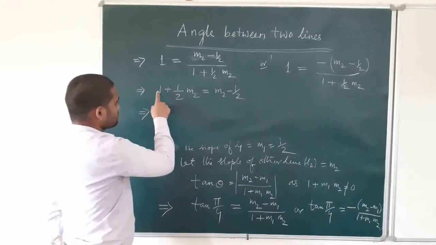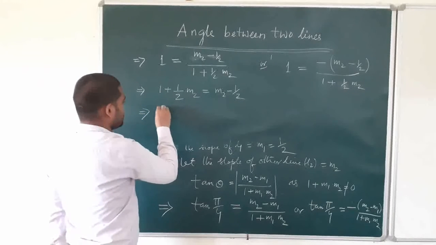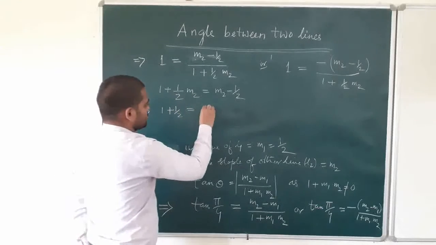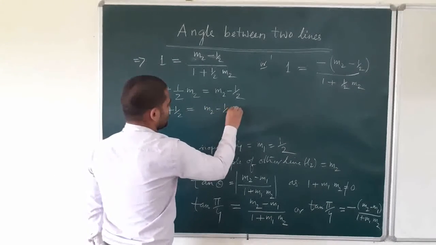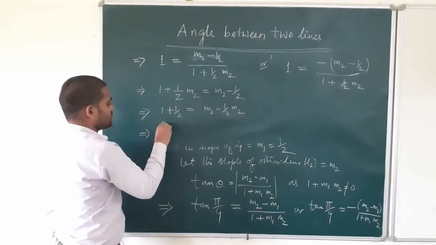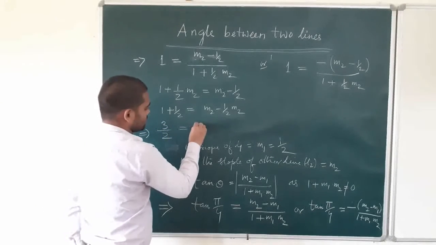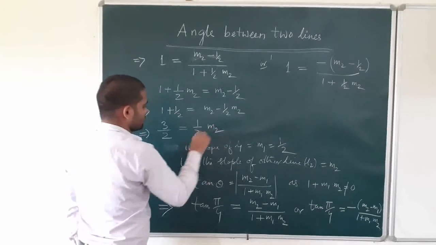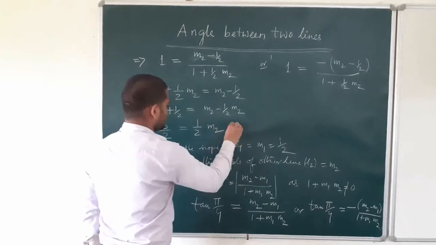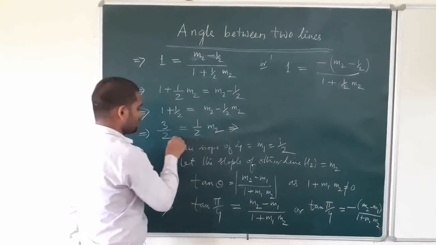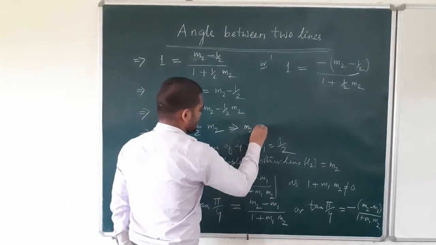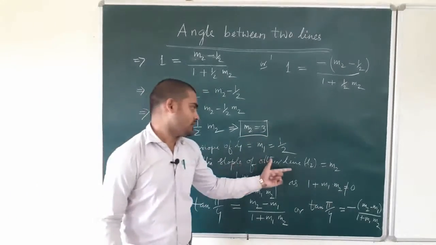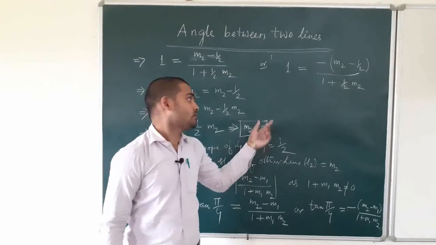So you get 1 plus 1 by 2 m2 is equal to m2 minus 1 by 2. That is, 1 plus 1 by 2 is equal to m2 minus 1 by 2 m2, that is 3 by 2 is equal to 1 by 2 m2. Then you get m2 is equal to 3. So the slope of the other line is equal to 3.